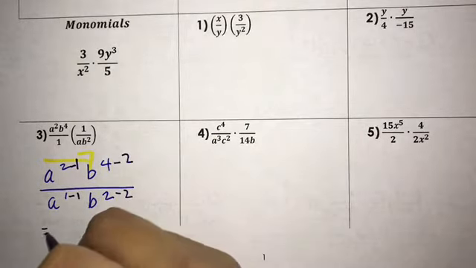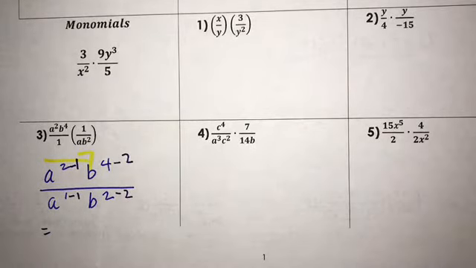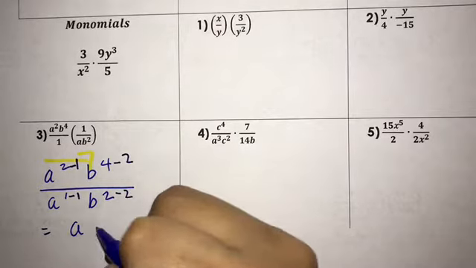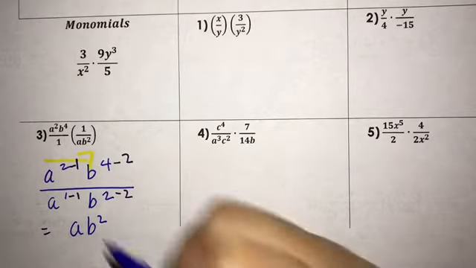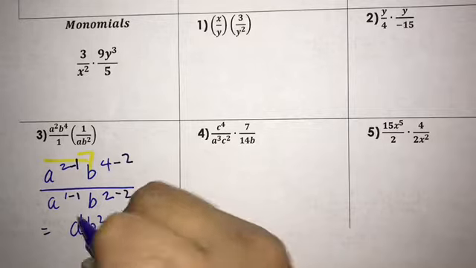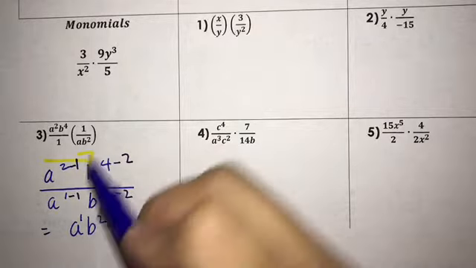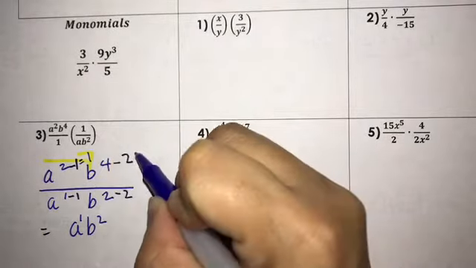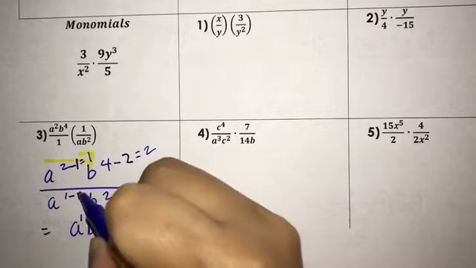So then my solution will be a times b squared. A to the first times b squared, because 2 minus 1 equals 1, and 2 minus 2 equals 0.